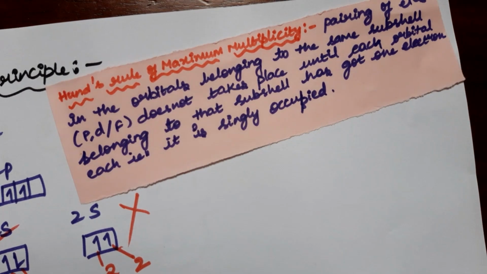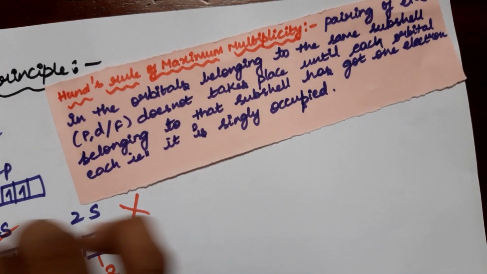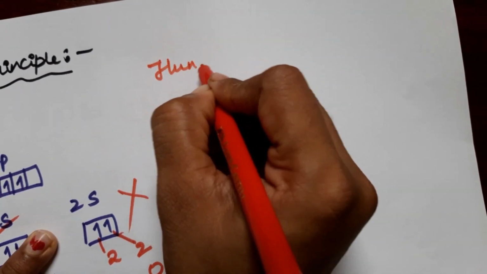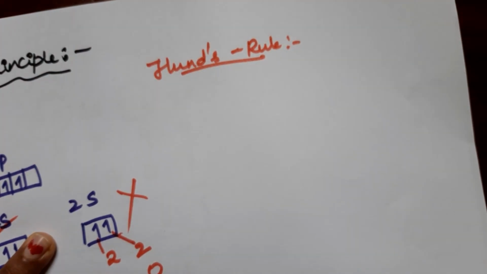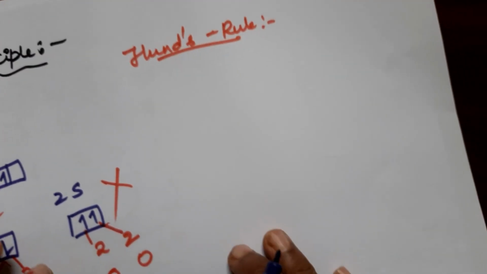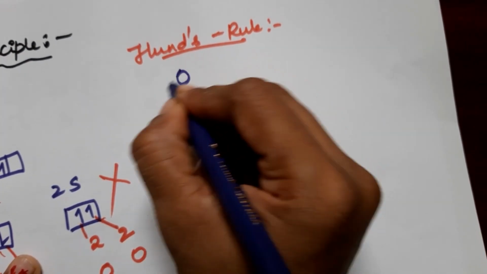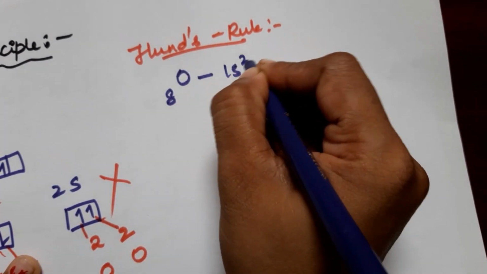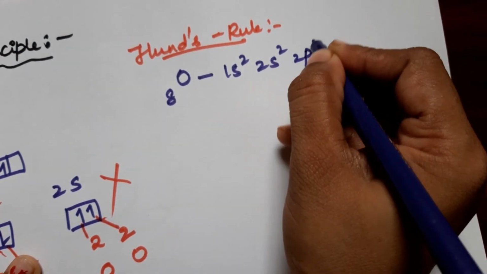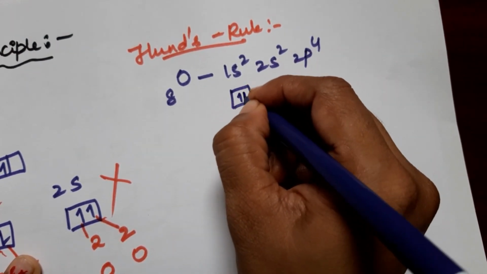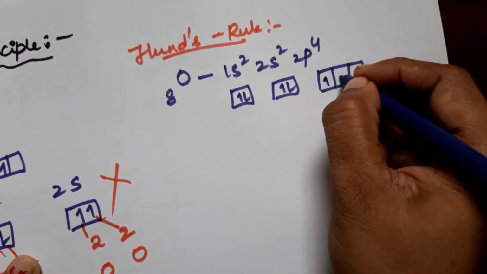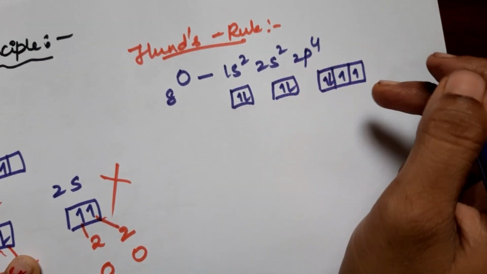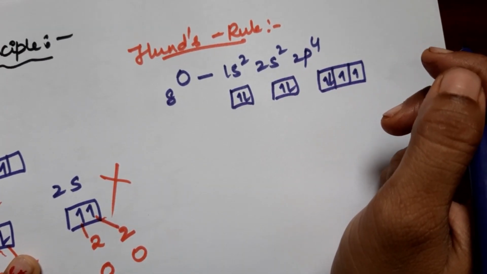For example, if you take the 2p4 configuration, I am explaining the definition. If you observe Hund's rule, I am taking oxygen. Oxygen is 8: 1s2, 2s2, 2p4. If you observe, these 2 electrons are filled like this, these 2 electrons like this, and these 2 electrons like this. In 2p4, the orbitals are singly occupied.